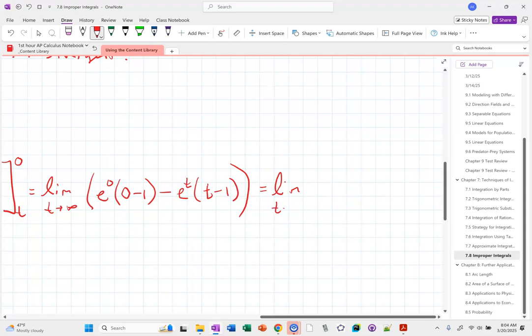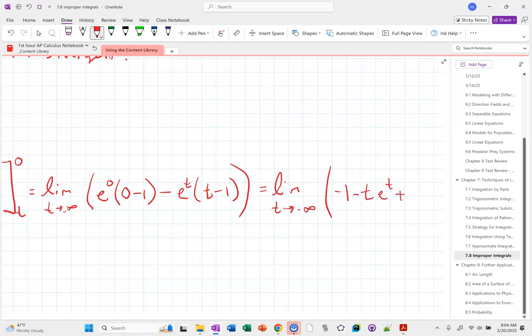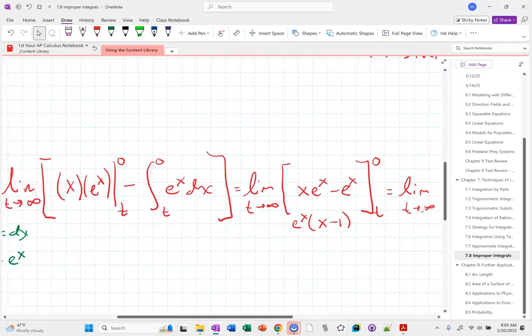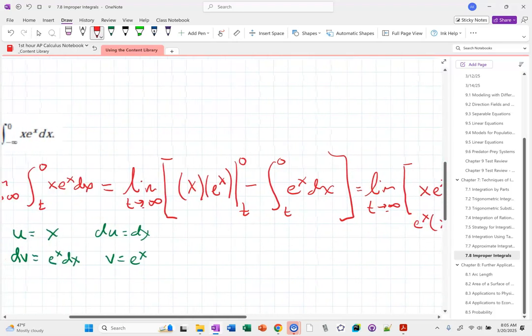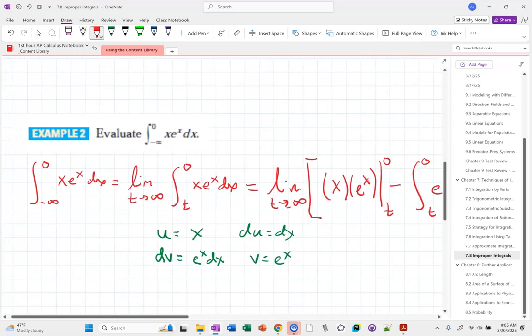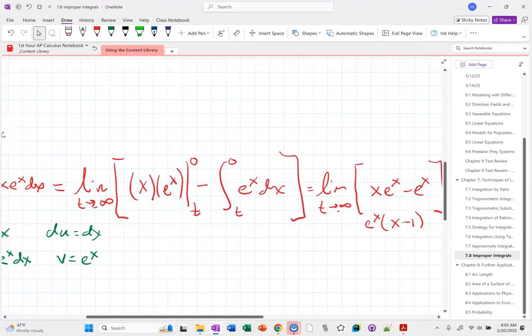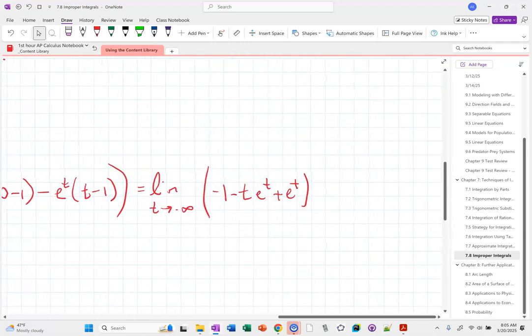So that's going to give me the limit then as t approaches, that should be negative infinity. How have I not been carrying that through? Probably have to go back and change that. So negative 1 minus t e to the t plus e to the t, right? Let's go back and change all those negative infinities. Gosh, I did it right at the start too, didn't I? All right.